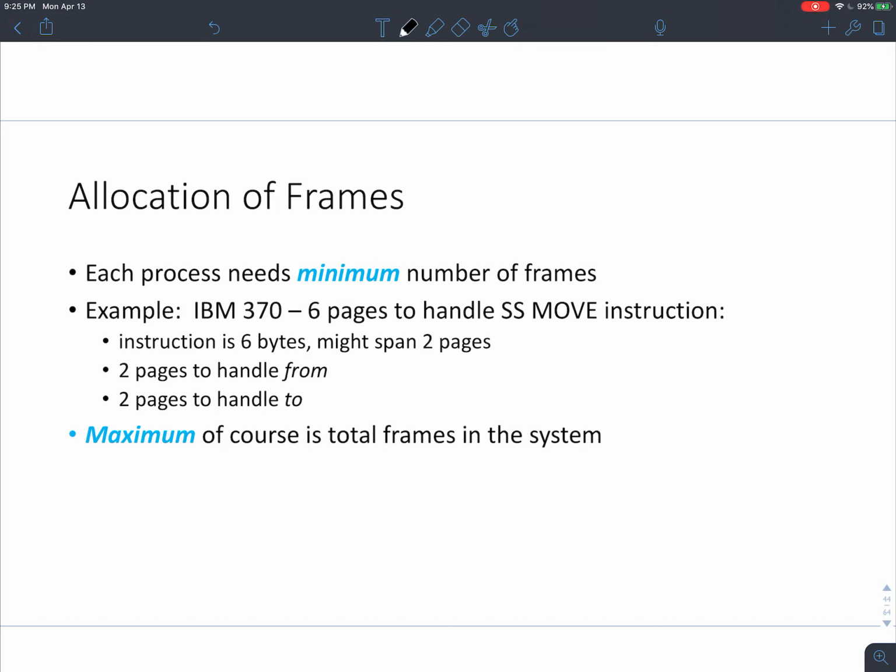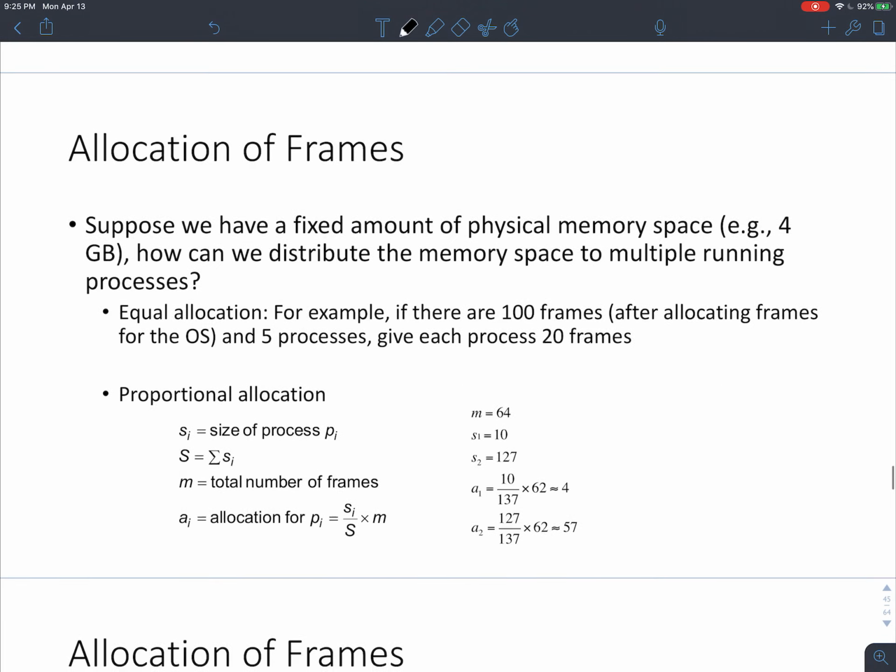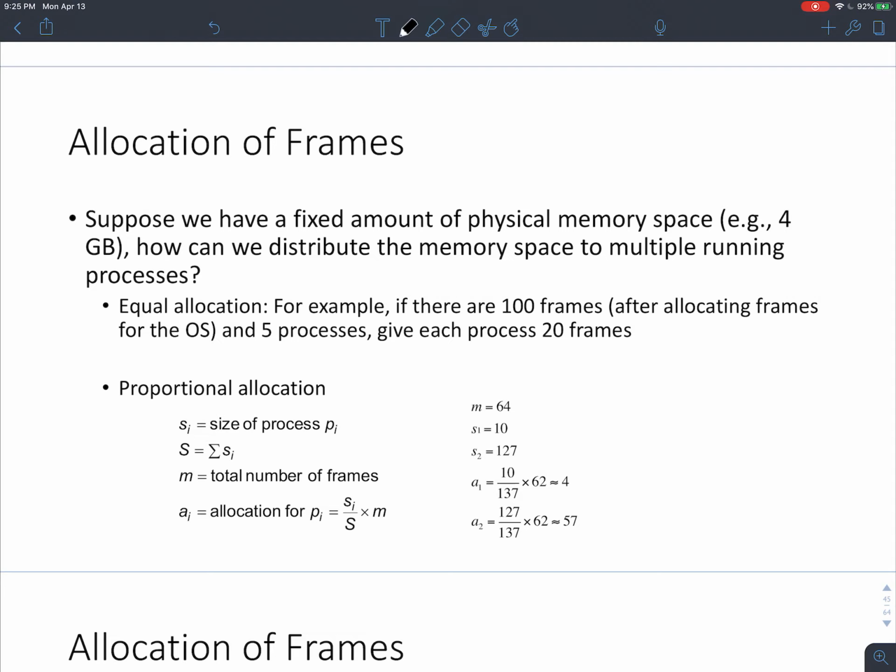So next is the allocation of frames. This topic basically needs to answer a question. Suppose that we have 4 gigabytes of physical memory, and then we need to load, for example, 20 processes into memory, and definitely the physical memory cannot afford to load all of them at the same time, so we only do demand paging. But the question is, how much space are you going to allocate for each process? One way is called even distribution.